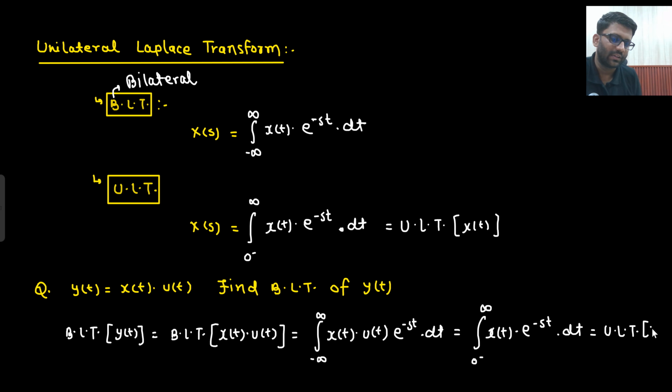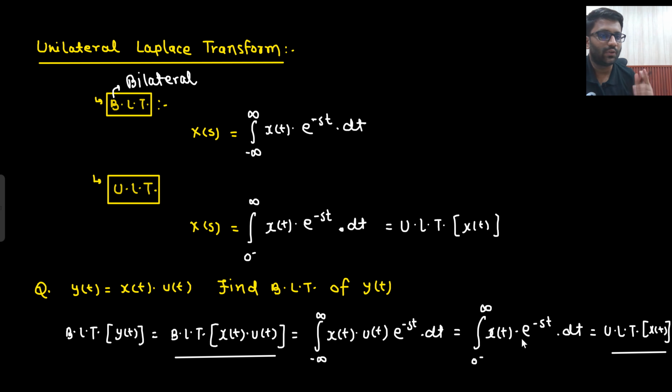Laplace transform of x(t). If they are asking you to find the unilateral Laplace transform, what you will find is the bilateral Laplace transform only, but you will relate these things: the unilateral Laplace transform of x(t) will be equal to the bilateral Laplace transform of x(t)u(t). What does that mean? What will be the ROC of the unilateral Laplace transform?